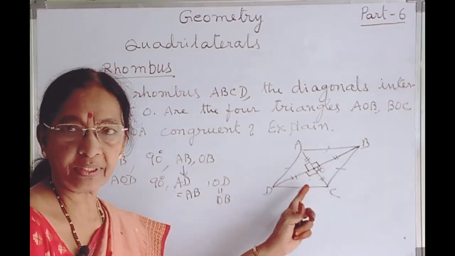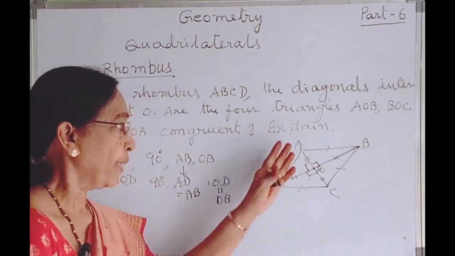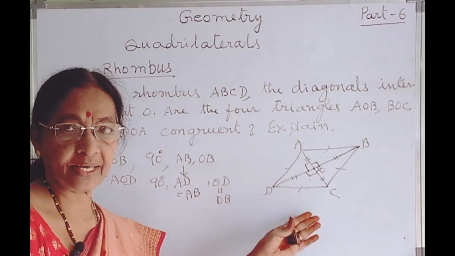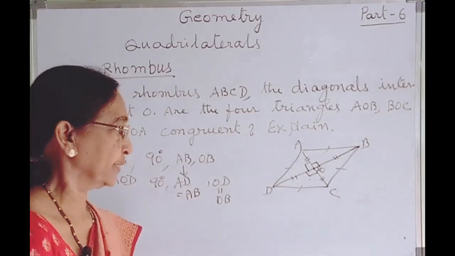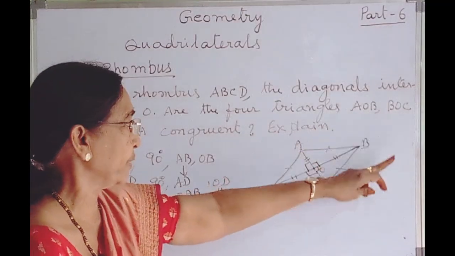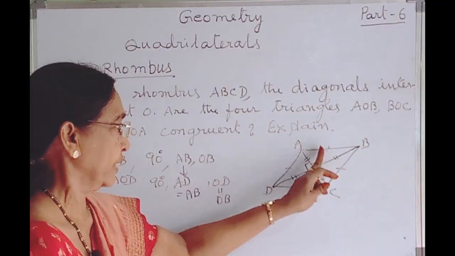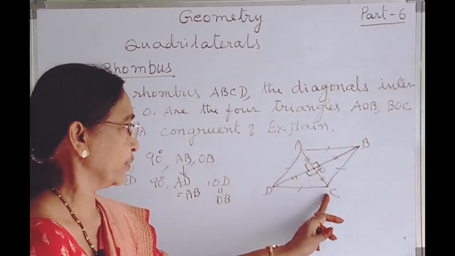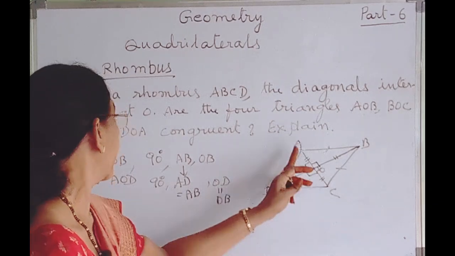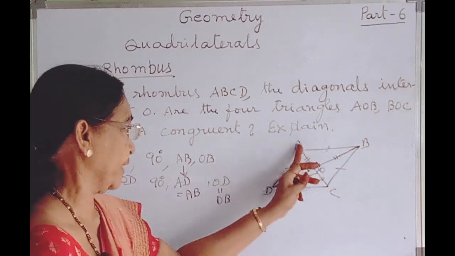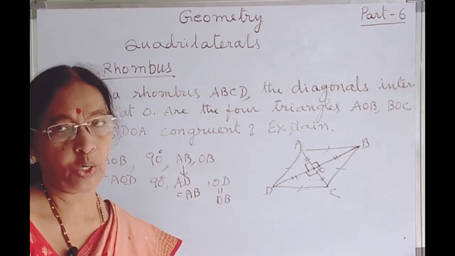Therefore, the four triangles formed by intersecting the diagonals in a rhombus are congruent. So, triangles AOB, BOC, COD and DOA, the four triangles, are congruent.